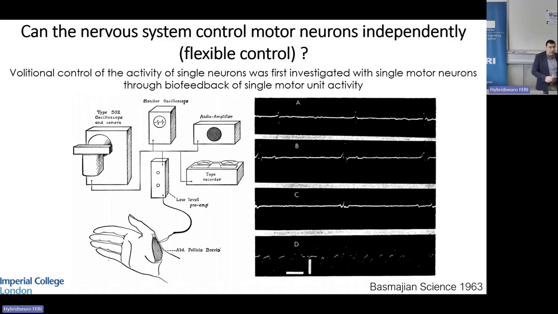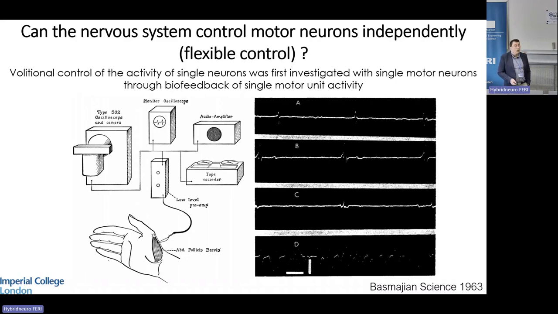And by the way, this happened for motor neurons in the spinal cord before it was demonstrated also from the cortex. So you can do the same by having intracortical electrodes and asking individuals to control neurons in the motor cortex, for example. That was done around 10 years after by Eberhard Fetz and others. And that demonstration for the cortex was the beginning of the era of invasive brain-computer interface. But at the motor neuron level in the spinal cord, this could be done in a very simple way because you can assess motor neurons in the muscle.